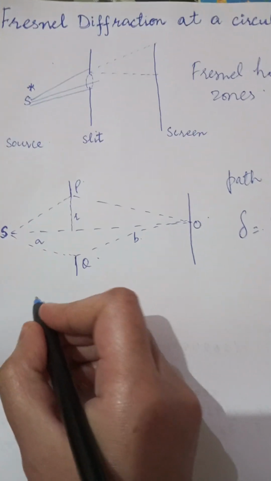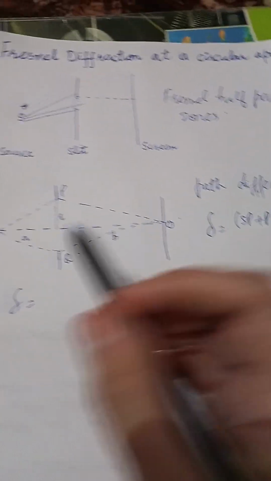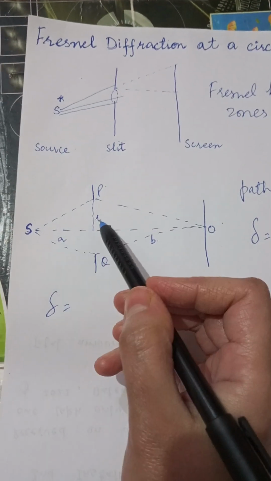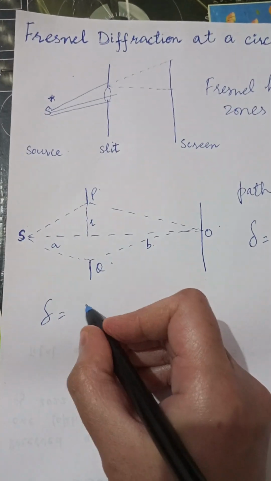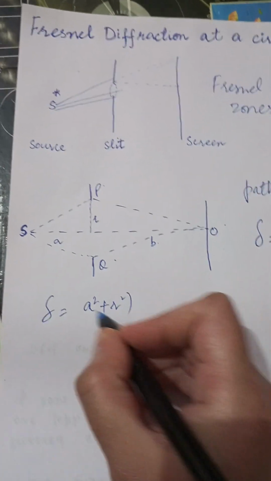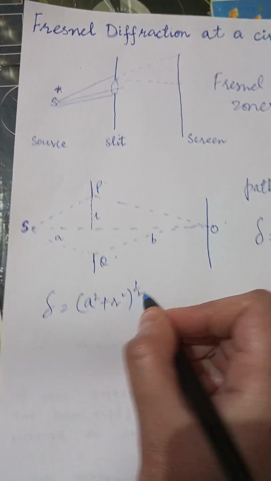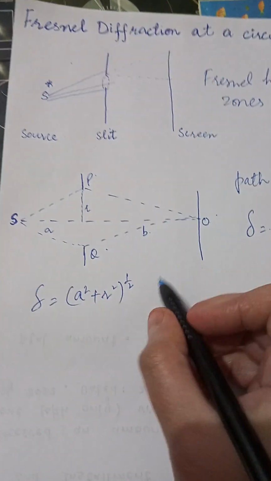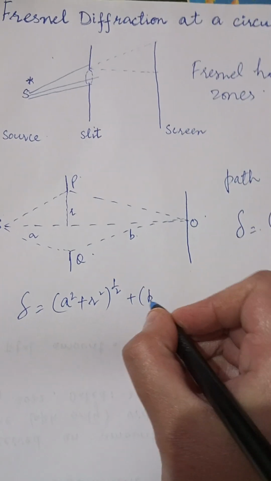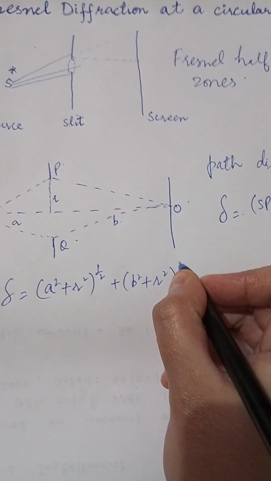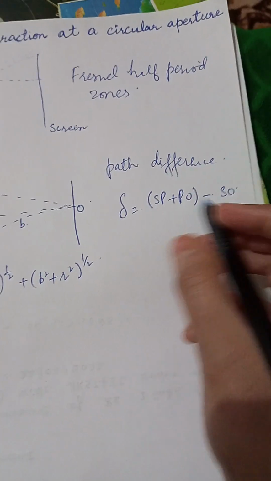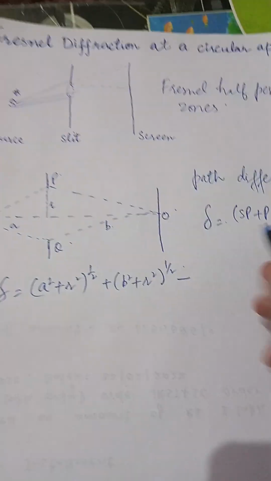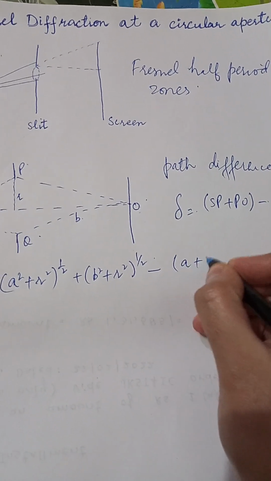And what is SP? It is the square root of a square plus r square. And what is PQ? It is the square root of r square plus b square. So it is the square root of b square plus r square, minus SO. And what is SO? It is a plus b, the straight line distance.